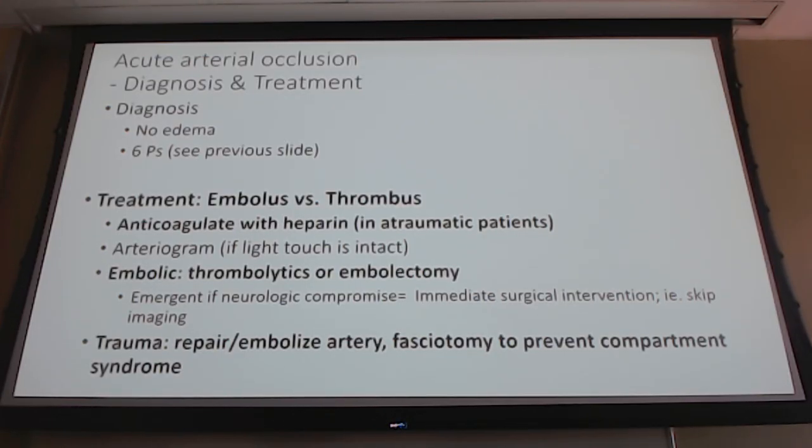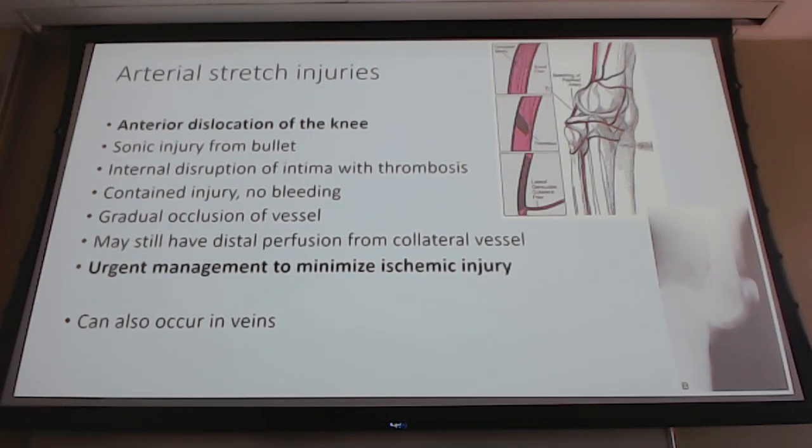Okay. If it is due to trauma, we try to repair and or embolize that artery. Okay, we will do a fasciotomy to prevent compartment syndrome. Okay. All right. This is a very specific injury. Normally when we have a knee dislocation, an anterior knee dislocation. Okay, you'll see here, the femur is anterior to the tibia. You can think all of that what's behind the knee is stretched.